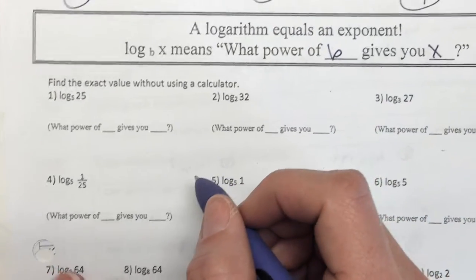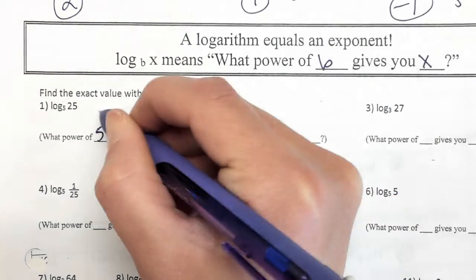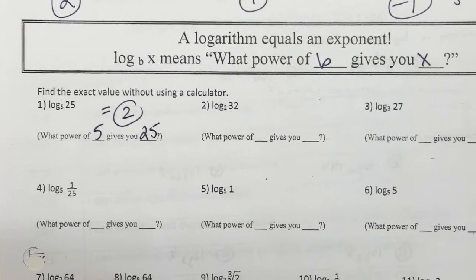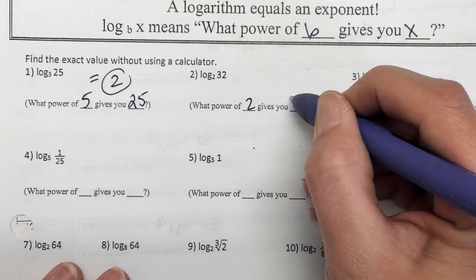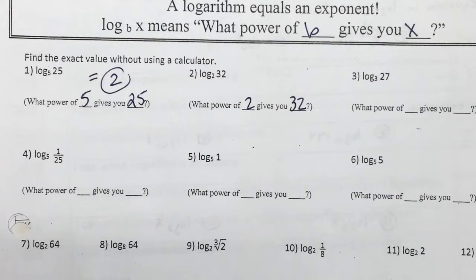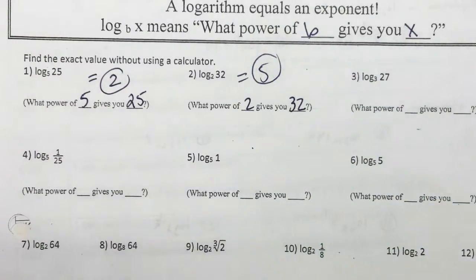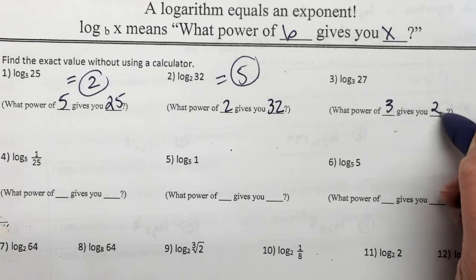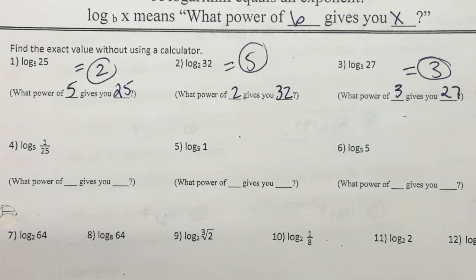So this first one, I would write in what power of gives us, and the answer would be perfect. Y'all stop me if you have a question. The next one would be what power of gives you, and go ahead and figure out what that one's going to be. Very good. Last one together. What power of gives me, and that would be perfect. Go ahead and do 4 through 6 on your own, and then I'll call on some people.